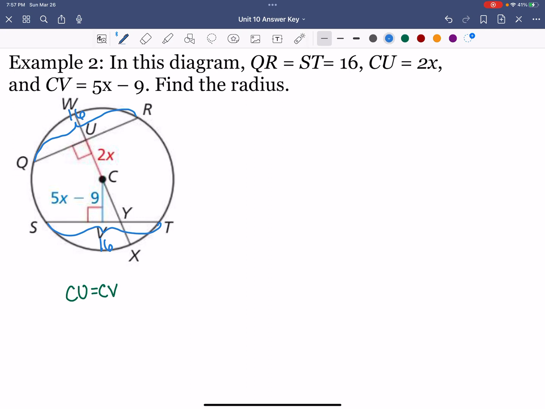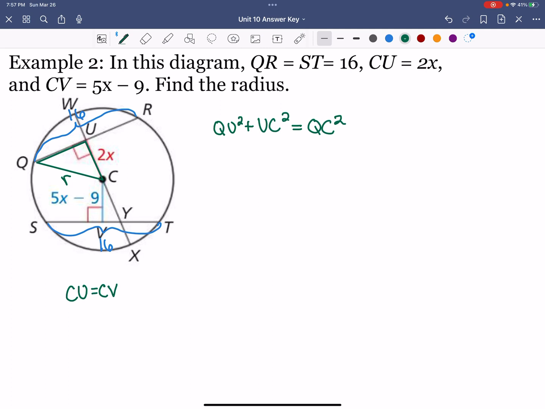So what I have to do is actually create a radius that's connected to some of the information that I do have. This lovely bit of information is going to be this one right here. Here we go. Because now I have a lovely right triangle, and we can use the Pythagorean theorem to help solve for the radius. So this is going to be my radius here. So I'm going to have QU squared plus UC squared is going to equal QC squared.